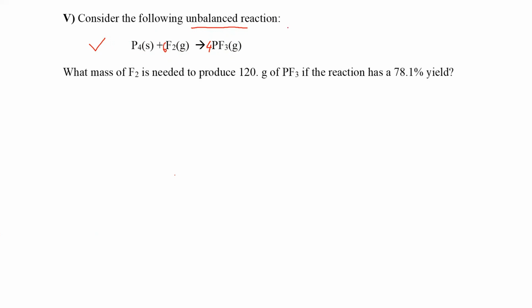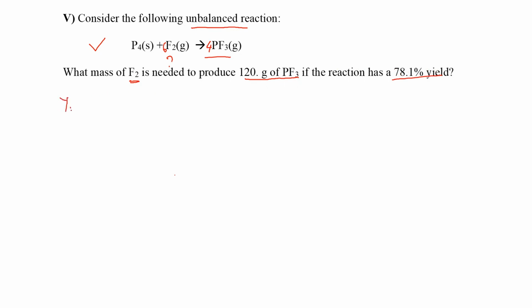The next step is to continue reading the problem. What mass of fluorine is needed to produce 120 gram of phosphorus trifluoride? So this is the unknown. We have produced 120 gram of phosphorus trifluoride, and the reaction has a yield of 78.1%. So what is the definition of the yield?